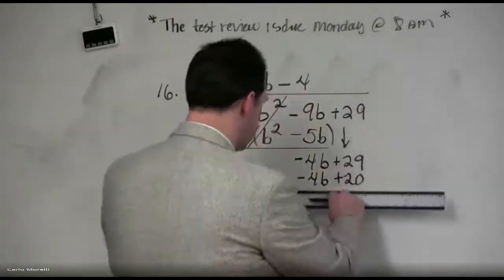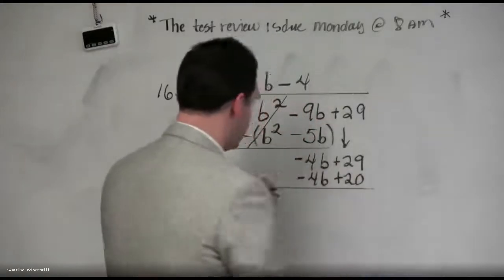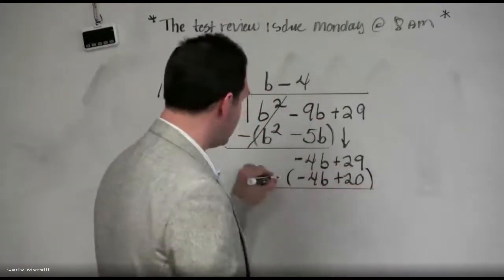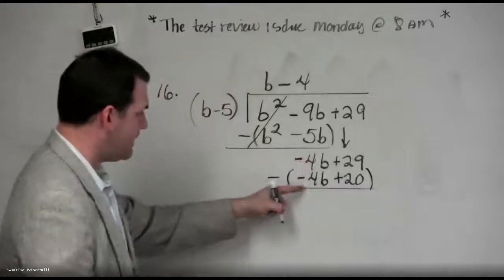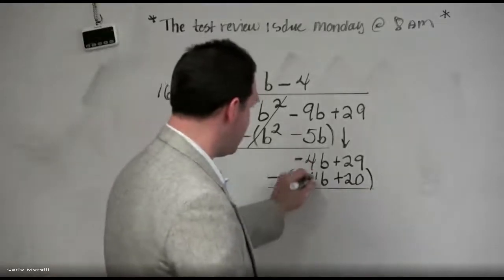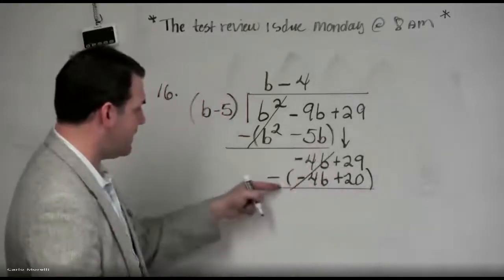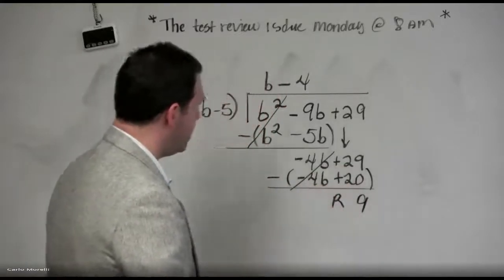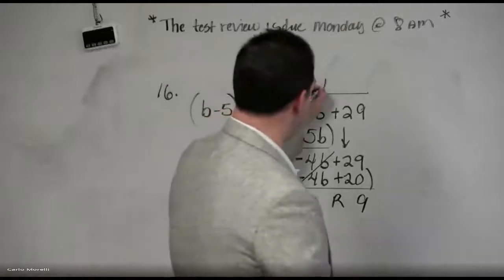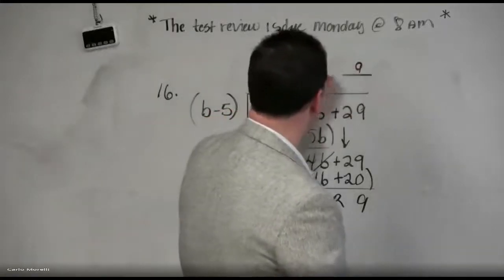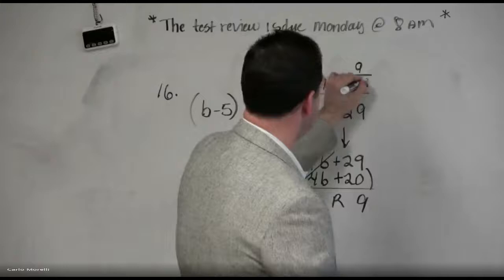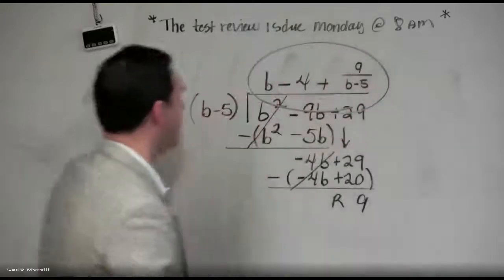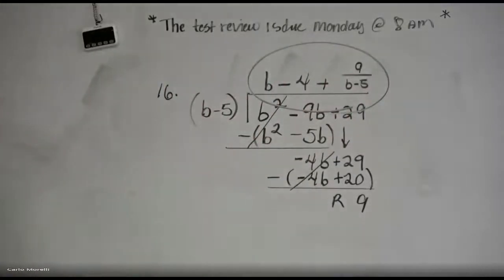Draw a line. Parentheses, minus sign. Negative 4b minus negative 4b is negative 4b plus 4b. Those cancel. 29 minus 20 is 9. That's the remainder. And so I'm going to put plus 9 over b minus 5. So this is the full quotient, b minus 4 plus 9 over b minus 5.